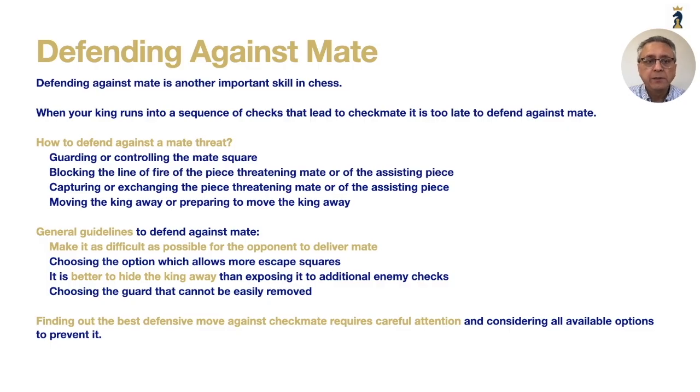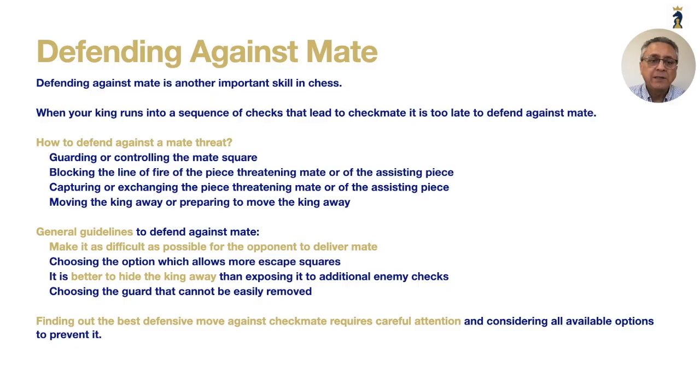Defending against mate. How to defend against a mate threat? By guarding or controlling the mate square, by blocking the line of fire of the piece threatening mate or of the assisting piece, by capturing or exchanging the piece threatening mate or of the assisting piece, or by moving the king away or preparing to move the king away.